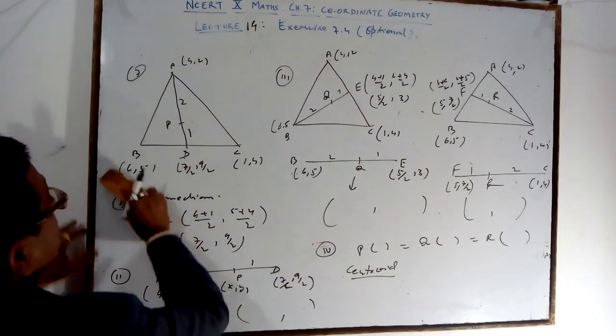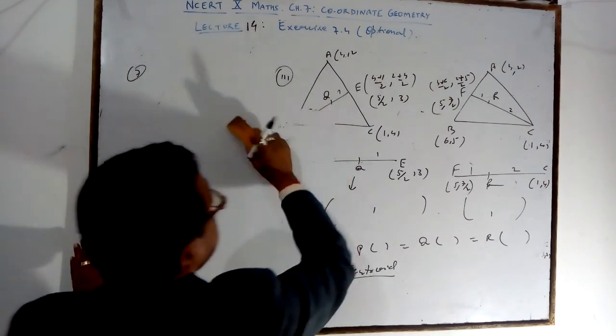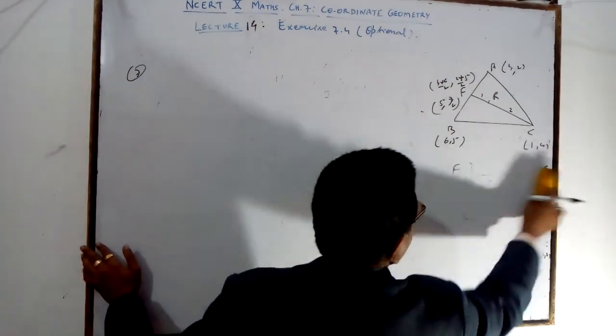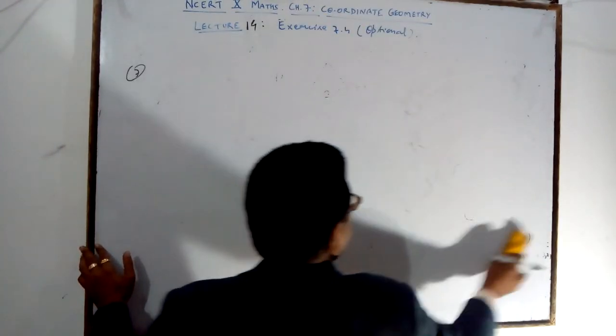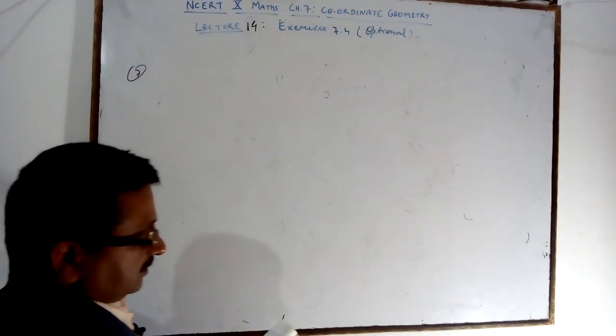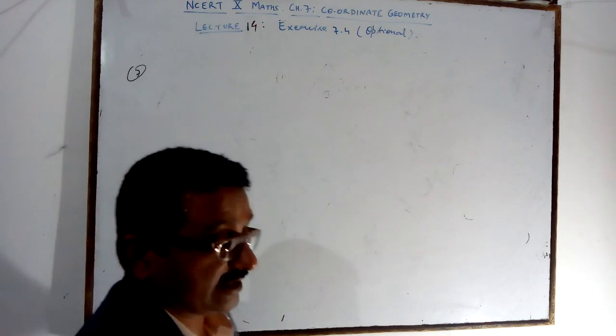Fifth part of this same question is given. If the coordinates of A, B, C are x1, y1, x2, y2 and x3, y3, then what are the vertices? Then find the coordinate of the centroid.